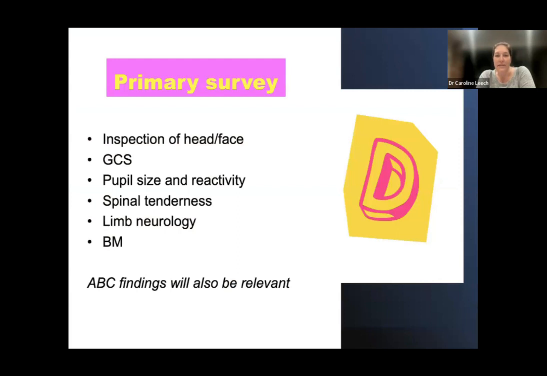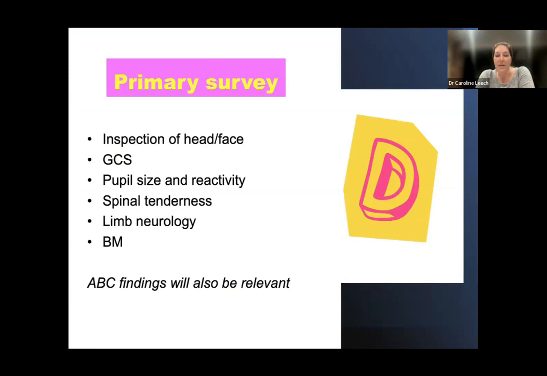So here's what we're talking about. We've got to the disability section. What are the key features? And the thing that I've written at the bottom is that your A, B, and C findings are, of course, really relevant if we're thinking about traumatic brain injury or spinal cord injury. So has the patient got a patent airway? What's their respiratory rate and pattern? And what's their pulse doing? What's their blood pressure doing? Are all very relevant for both TBI and spinal cord injury.